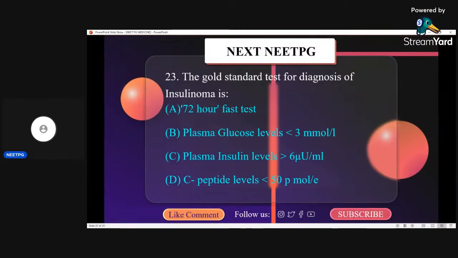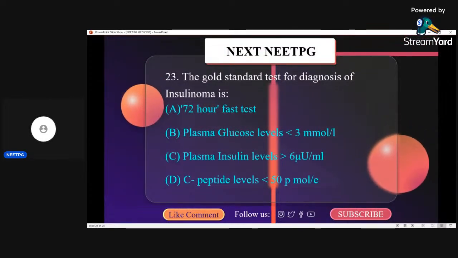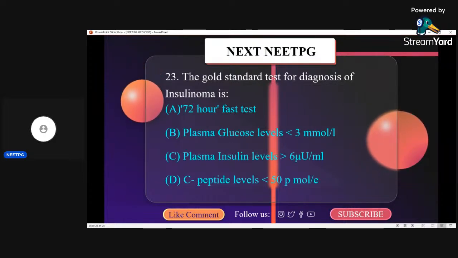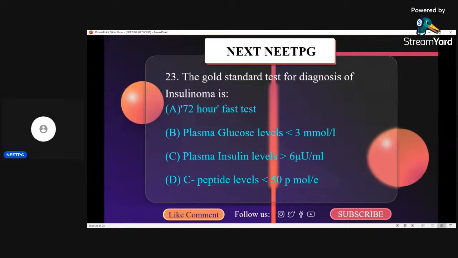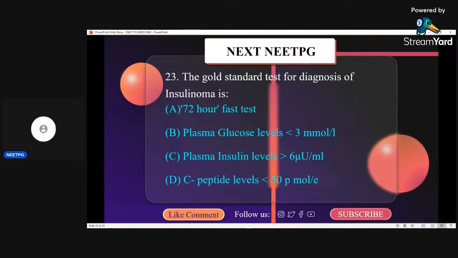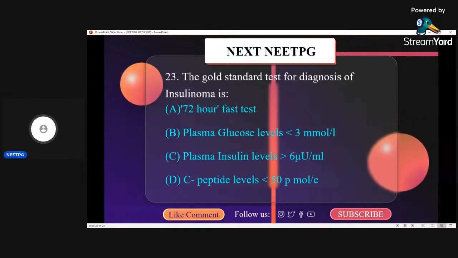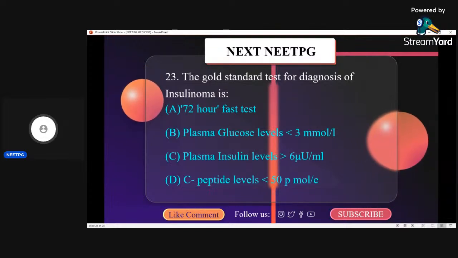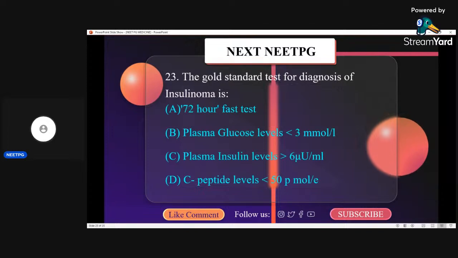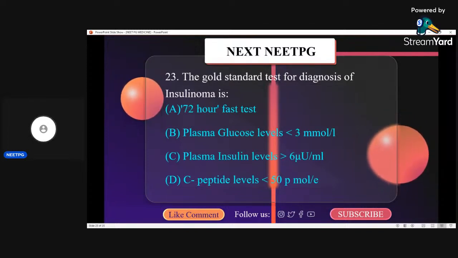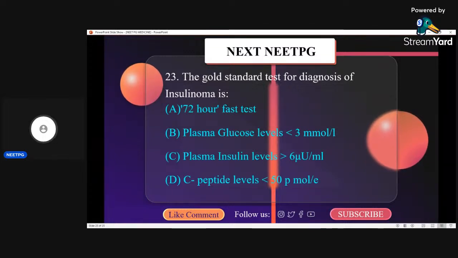The gold standard test for diagnosis of insulinoma is: A, 72-hour fast test; B, plasma glucose level less than 3 millimole per liter; C, plasma insulin level more than 6 microunit per ml; D, C-peptide level less than 50 picomole. The gold standard test for diagnosis of insulinoma is the supervised 72-hour fast test.